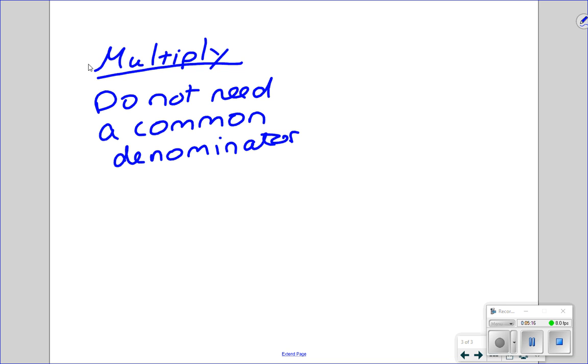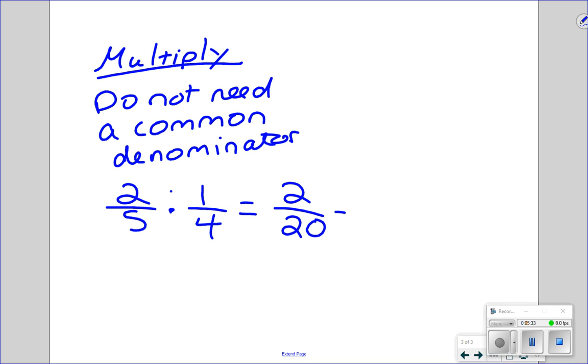So if I want to multiply two fractions together, like 2/5 times 1/4, I can just multiply straight across. So if I multiply 2 times 1 and get 2, I can multiply 5 times 4 and get 20, and then simplify. So that becomes 1/10.